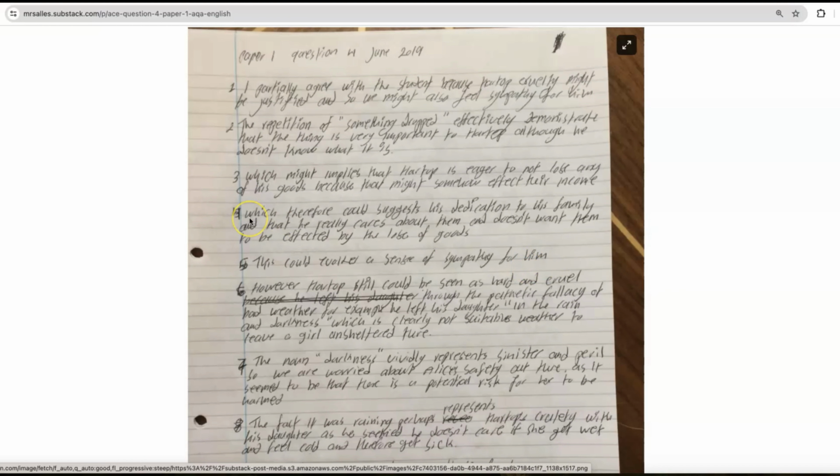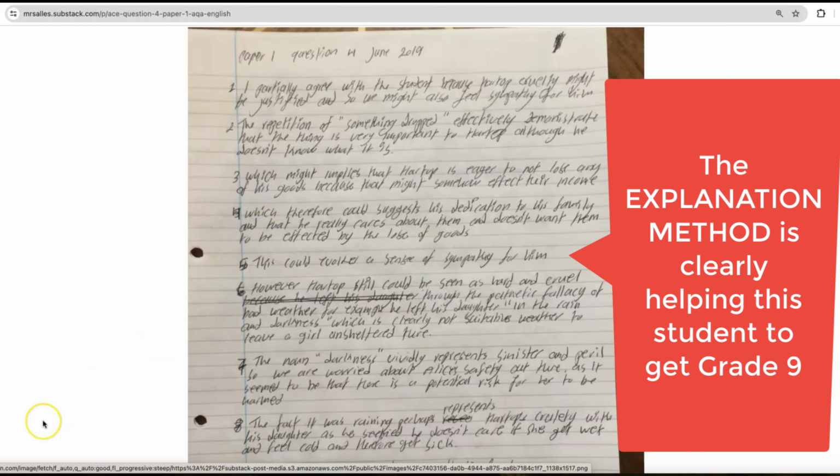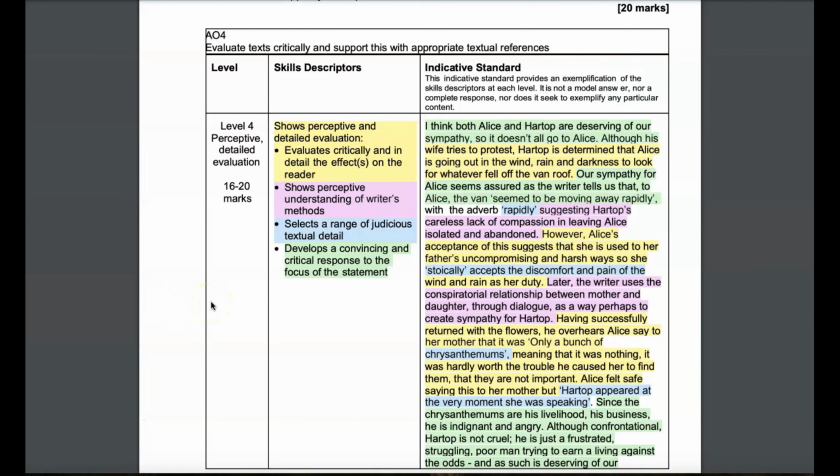Now notice that this student isn't always using full stops at the end of sentences. Sometimes they're starting their sentences without a capital. These things don't count against you in the reading questions. They're only marked in question 5. But the other reason that I point this out is you can tell this is not a natural grade 9 writer. But when we look at the mark scheme, we'll see that this answer is worth 16 out of 20 marks, which is the first mark in grade 9.